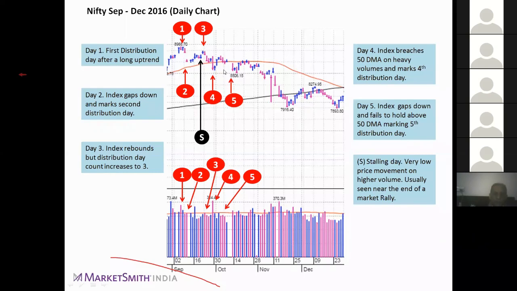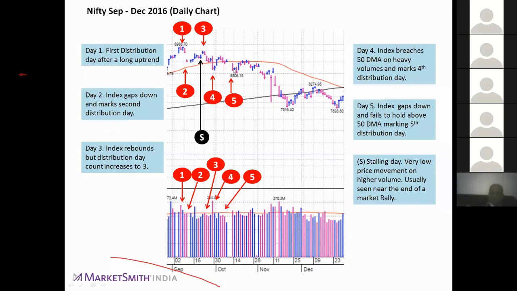Now at point 4, the index breached the 50-day moving average. As mentioned while explaining the previous slide, when the distribution day count is increasing and the index is also breaching its 50-day moving average, or coming 4 to 5% down from its all-time highs, it calls for an alarming signal, and you should be wary of the market condition. So point 4 means the index breaches the 50 DMA on heavy volumes and marks the fourth distribution day.